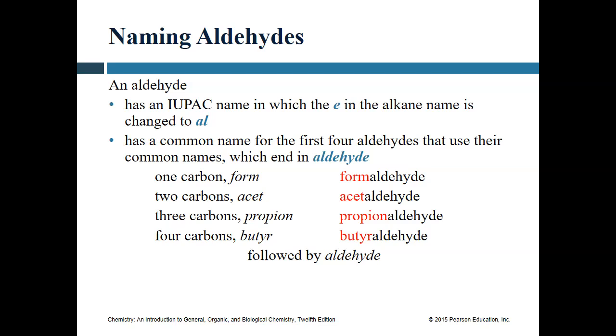Two carbons, the prefix is acet. You've seen this in other places: acetylene for the two carbon alkyne, acetic acid for the common ingredient in vinegar that makes it smell so great. We've seen it in other places. It means a two carbon chain. So acetaldehyde would be the name of that two carbon aldehyde.